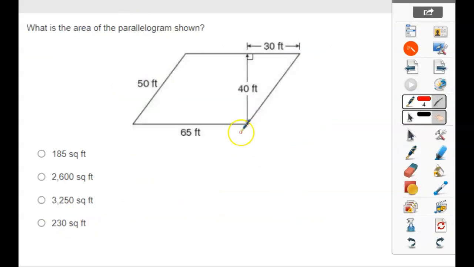What is the area of the parallelogram shown below? So parallelograms are one of the shapes that you're given on your formula sheet. So this one's pretty simple. It's not actually a composite figure. And if you look at your formula sheet, you're going to see that it's A equals base times height.